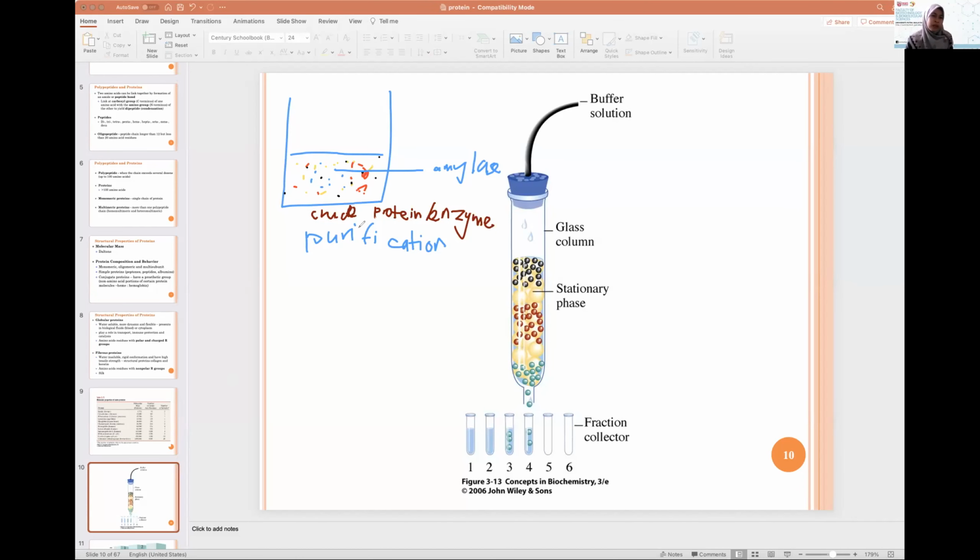So what happens here is that we use one of the techniques called chromatography.